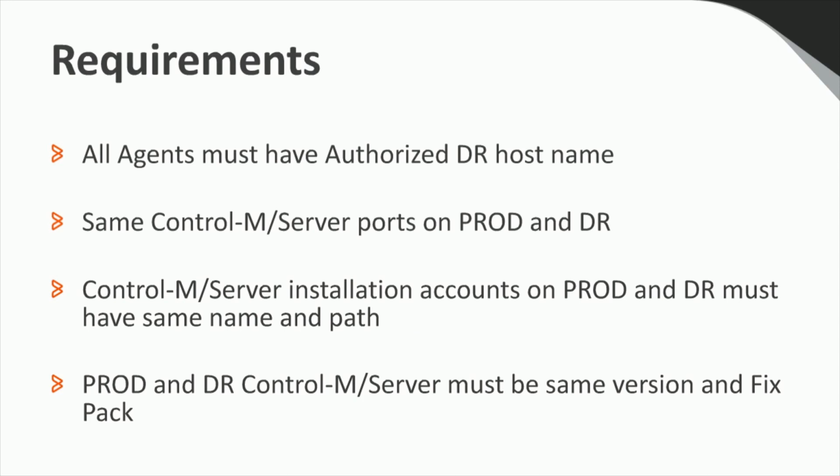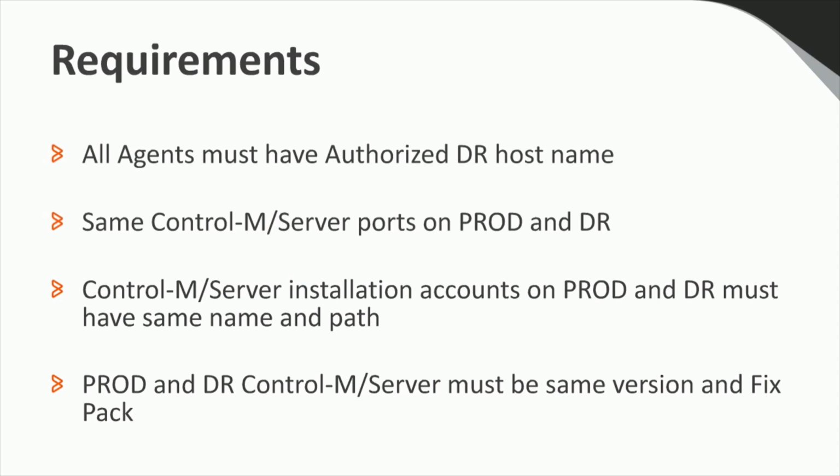Regarding the requirements, it's important to mention that both DR and production hostnames must be defined on all the agents under the authorized server list. So in case of switching to the DR Control-M server, the agents can accept submissions from that DR host. Otherwise, agents would not accept any job submission. Furthermore, no jobs will be executed by the agents. So it's important to make sure that both host names are defined under the authorized server list for the agents.